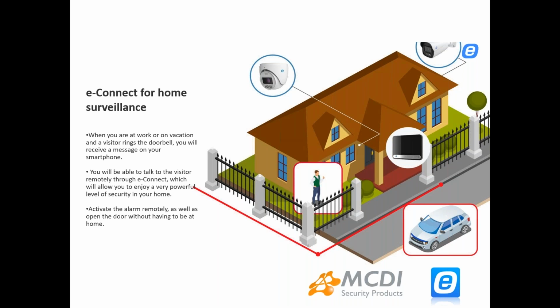see. Before picking up the call, and once you pick up the call, you can either talk to them, or if they ask you to let them in, then you can open the relay from the phone, and you'll be able to talk to the visitor remotely, which allows you a very powerful level of security in your home. And you can activate the alarm whenever you want as well through the application without having to be in your house.